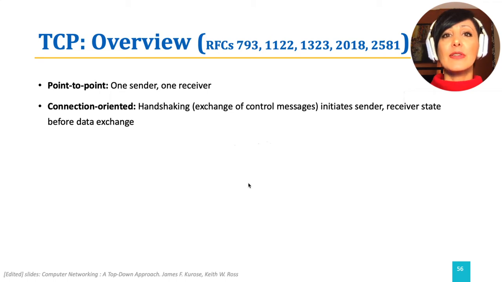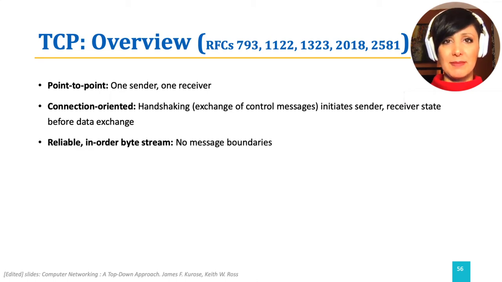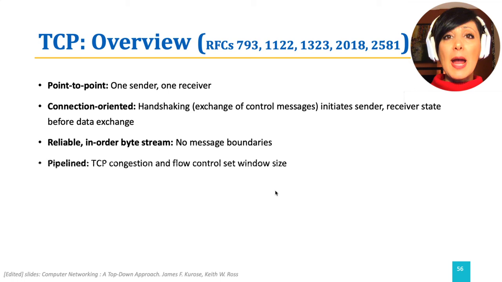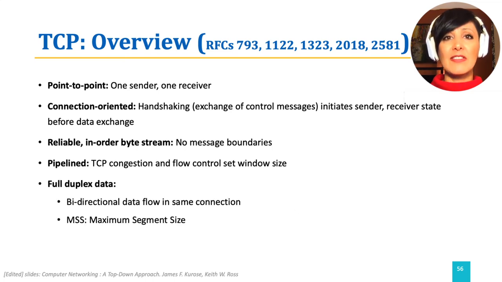It offers reliable in-order byte stream, meaning we measure the bytes in the fly, not the number of segments. It is a pipelined reliable protocol with congestion and flow control affecting the window size. And it supports full duplex data delivery with maximum segment size, or MSS, determined by the link layer maximum transmission unit, or MTU, which is 1,500 bytes normally, with the exception of jumbo frames.